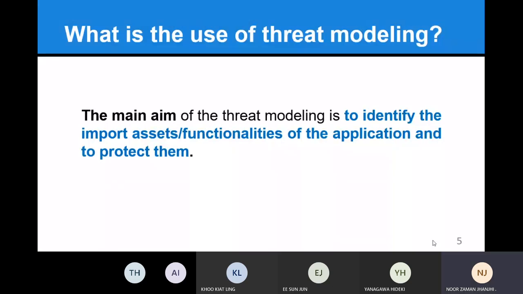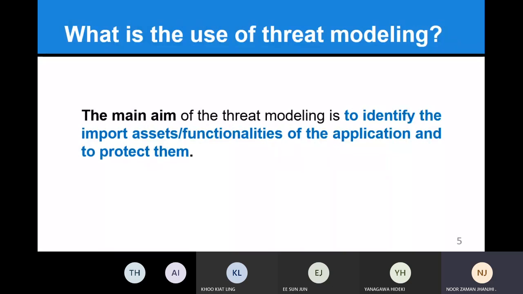But just to clear your mind more clearly, what is the use of threat modeling? The main aim of threat modeling is to identify the important asset functionalities of the application and to protect them. We need to identify which are the important assets for our software, and then we need to protect them. For any security, until we don't know what is important, we don't know how to protect.